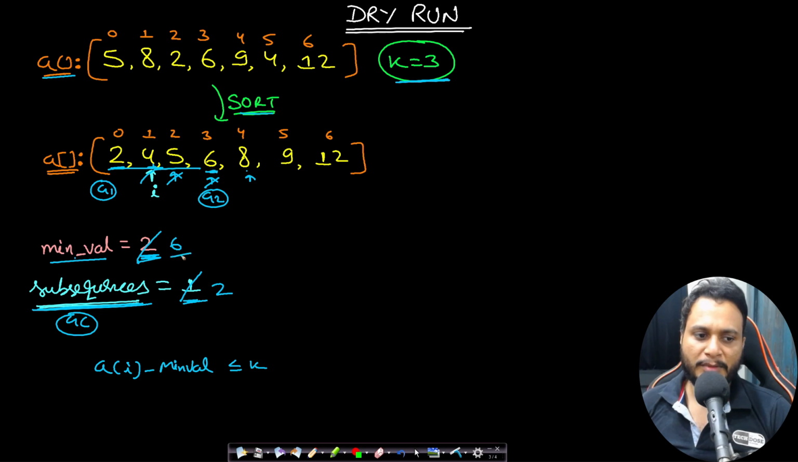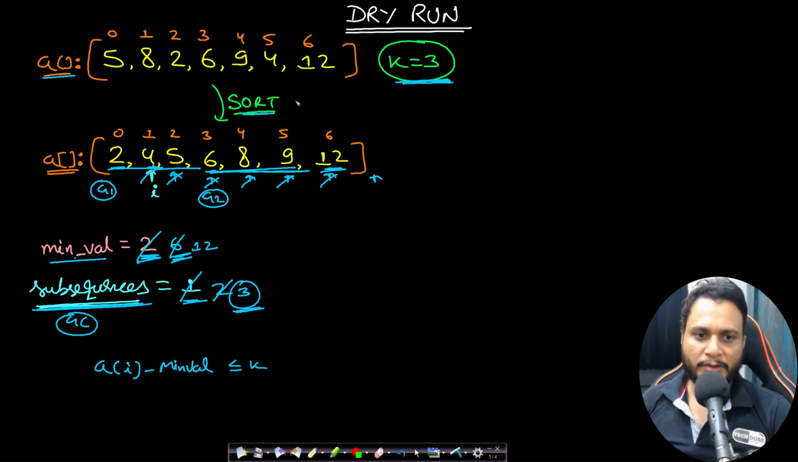8 minus the min value 6 is less than equals to k, move forward. 9 minus 6 is less than equals to k, move forward. So all these items are in group 2. Now 12 minus 6 is greater than k. So I have to start a new grouping here. So I have to increase the group counter, the subsequence counter, to 3 and take the min value to 12, and then you move forward and we are done. So whatever subsequence count or the group count you get at the end is the final answer. So in this case it is 3.